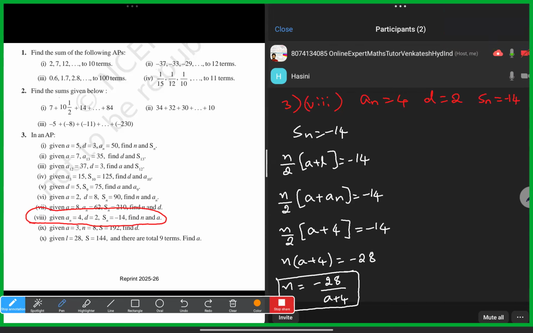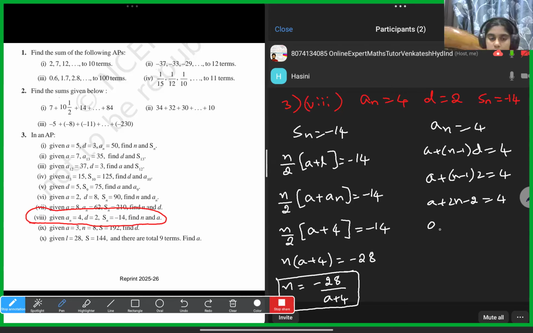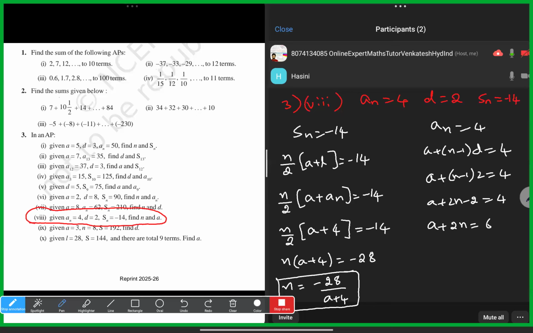Okay, Hasni. So now what we have to do is use this: we still have an is equal to 4. From there we can get one equation. an is a plus (n minus 1) into d, equal to 4. Here d is there, so we substitute: a plus (n minus 1) into 2 is equal to 4. So a plus 2n minus 2 is equal to 4. Minus 2 will go that side, becomes 6, that is 4 plus 2.